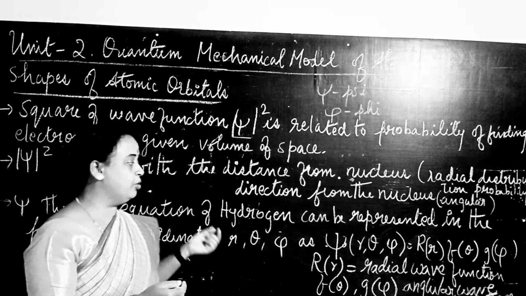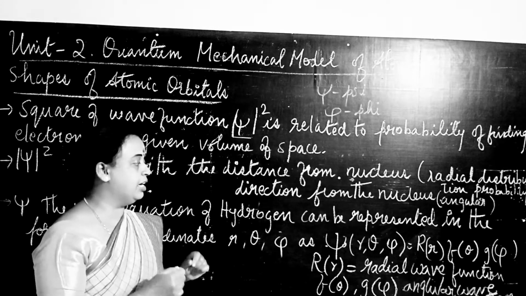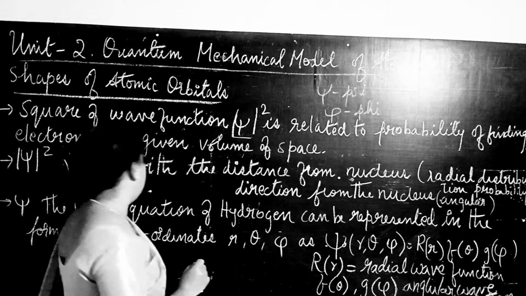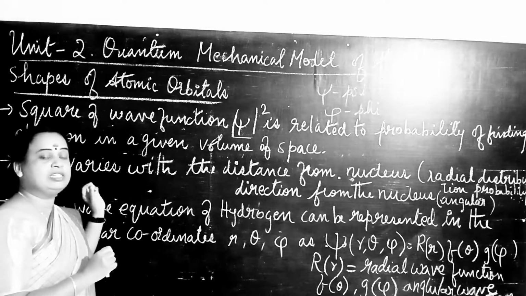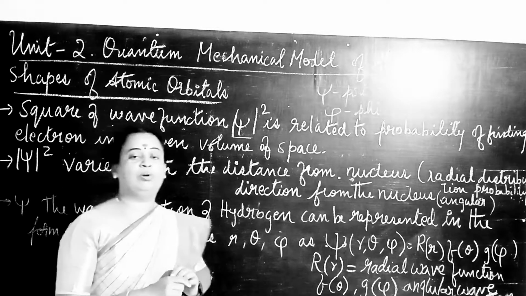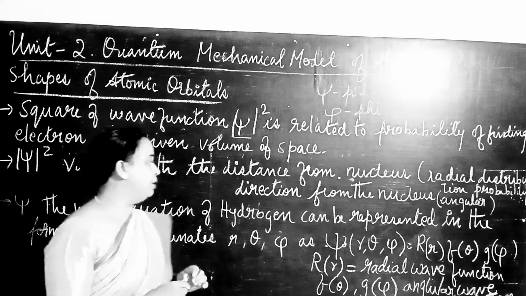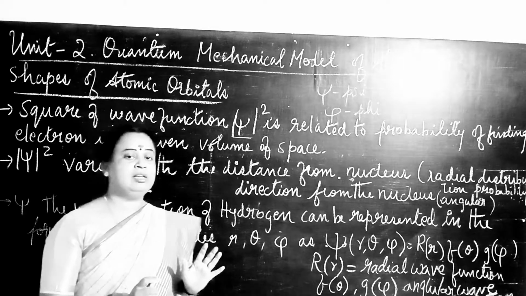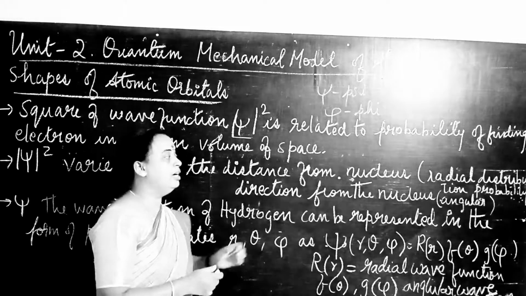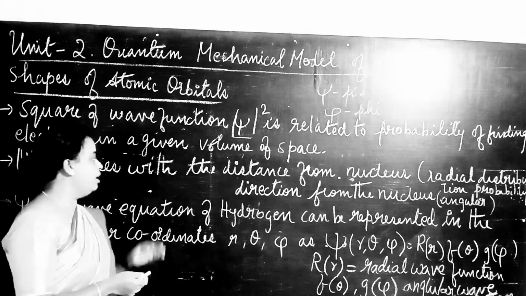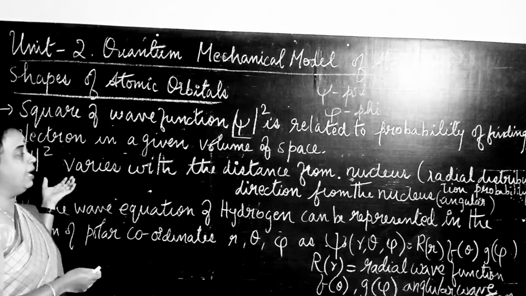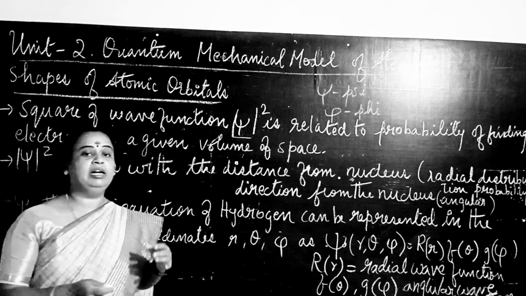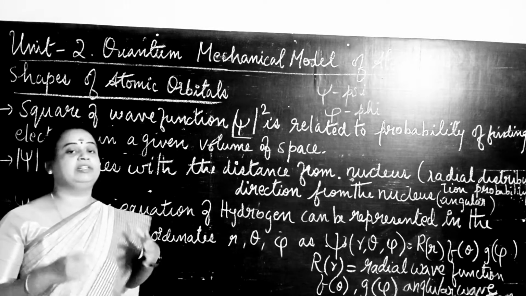Radial distribution probability. Radial means the radius we have to consider here. This psi square value will always change with the distance from the nucleus. That is your radial distribution probability, and it also varies with the direction from the nucleus. That is your angular distribution probability. So psi square will not be the same. It will always vary with the distance from the nucleus, and it changes with the direction from the nucleus.